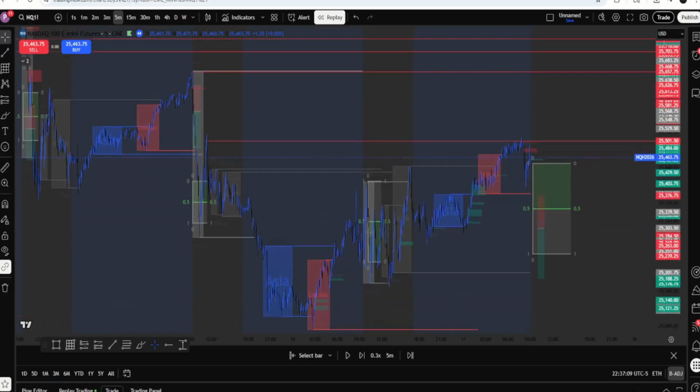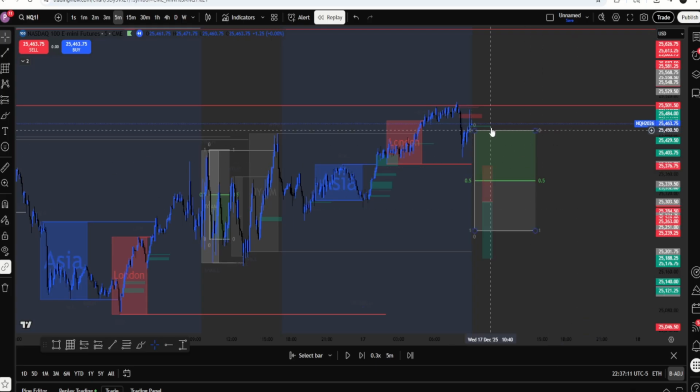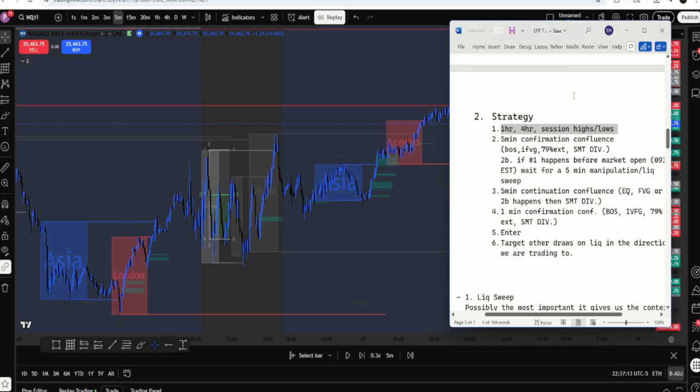So come back to this, right? Boom, we get a liquidity sweep. And it says right here in the strategy, 5 minute. Our next step is a 5 minute confirmation confluence, right? So what does that tell us? It's going to be a breaker structure, an inverse fair value gap, or 79% extension, or SMT divergence. SMT divergence only works in indexes, preferably NASDAQ and ES.